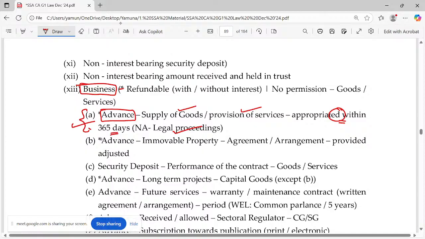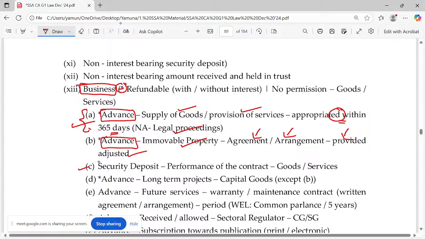Second, you have received an advance. For what? Related to immovable property, for some sale or something like that. And you have entered an agreement or particular arrangement in this behalf for lease or something like that, and it is provided as adjusted. Now, it is not considered as deposit. Where you say you will adjust it somehow, it's not considered as deposit. C point is not under star mark.